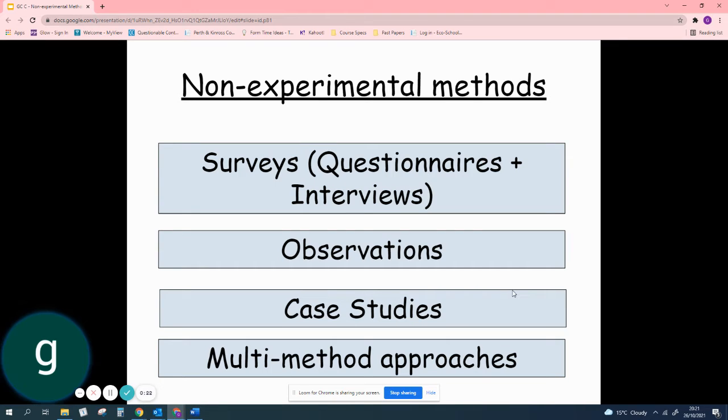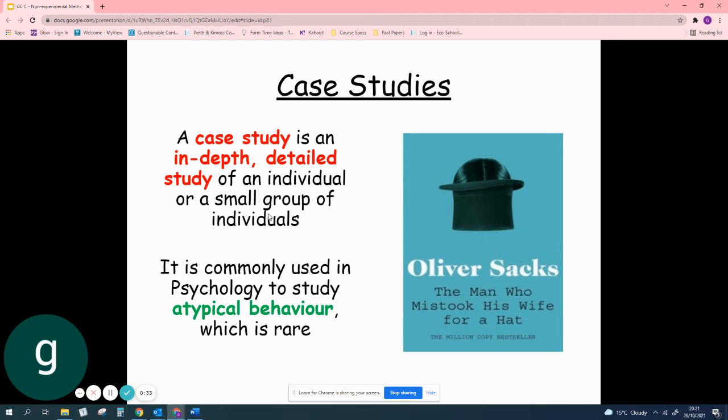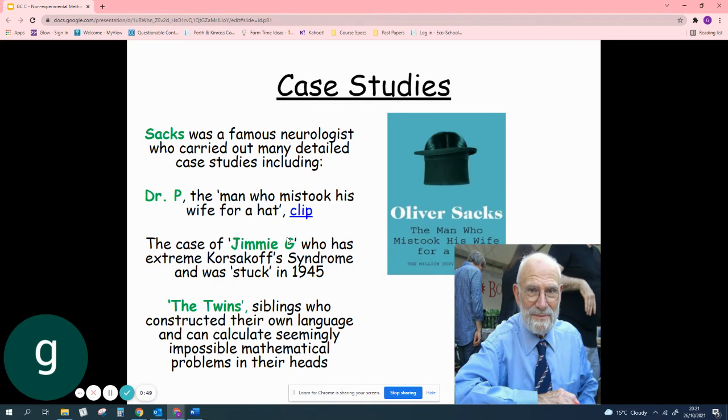So case studies tend to be a more overarching non-experimental method. They complement surveys, observations, and the multi-method approaches quite well. A case study is an in-depth, detailed study of an individual or small group of individuals. It's commonly used in psychology to study atypical behaviours, and these are quite rare. We've talked about clinical psychology before. This is a good method to use in clinical psychology.